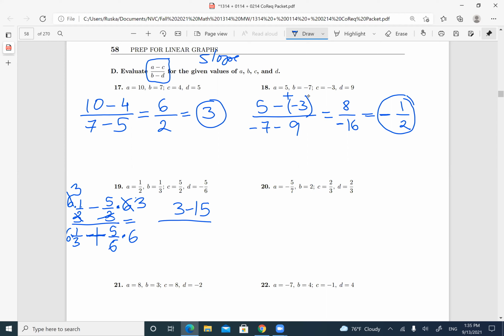Then the bottom, I have 6 and 3, so this is 2 left. So I'm going to have 2 plus, 6 and 6 cancel, so 5 is left. Everybody understand what I'm doing? And then I'm going to do the top. So 3 minus 15 is negative 12, and 2 plus 5 is 7. So that's my answer, negative 12 over 7. Leave it as a fraction. Okay? Any questions?